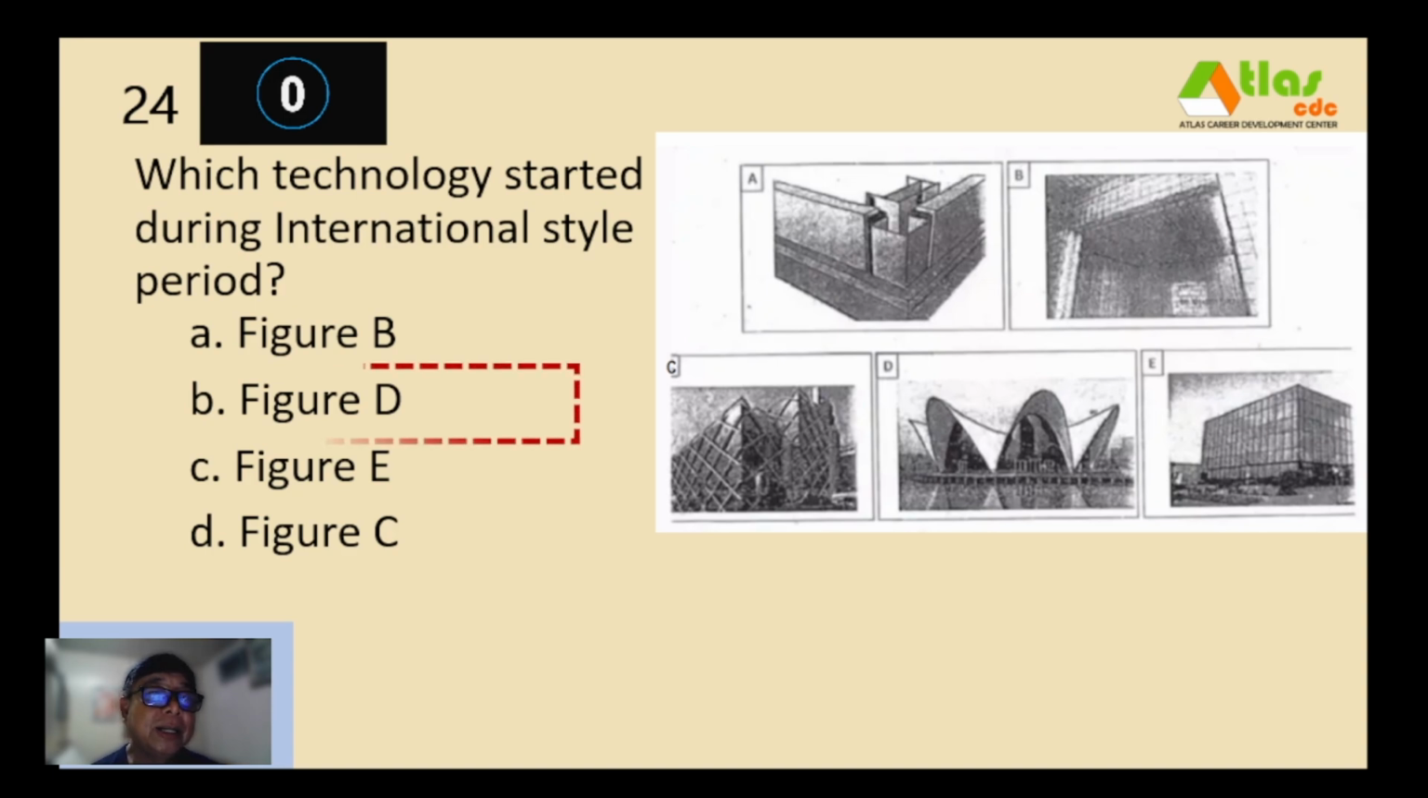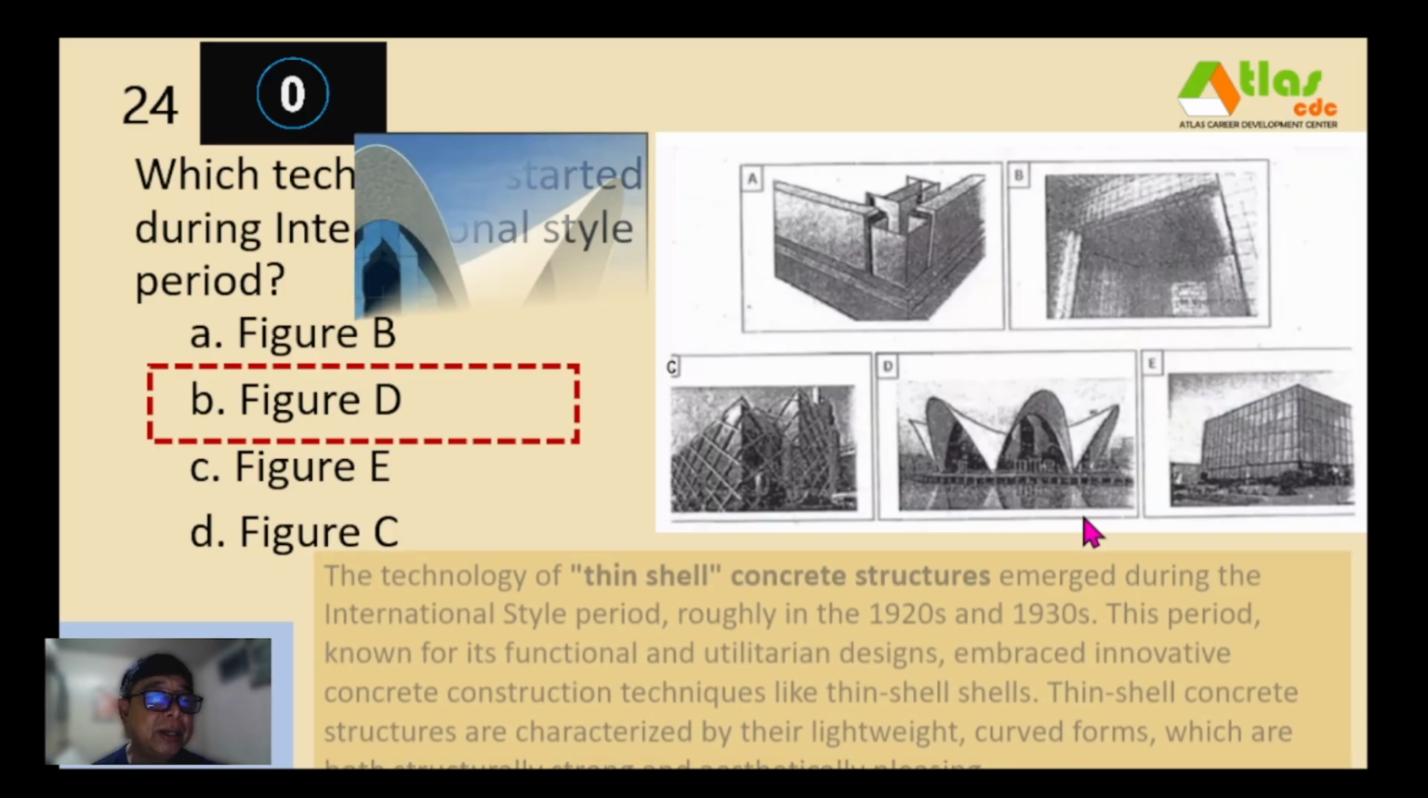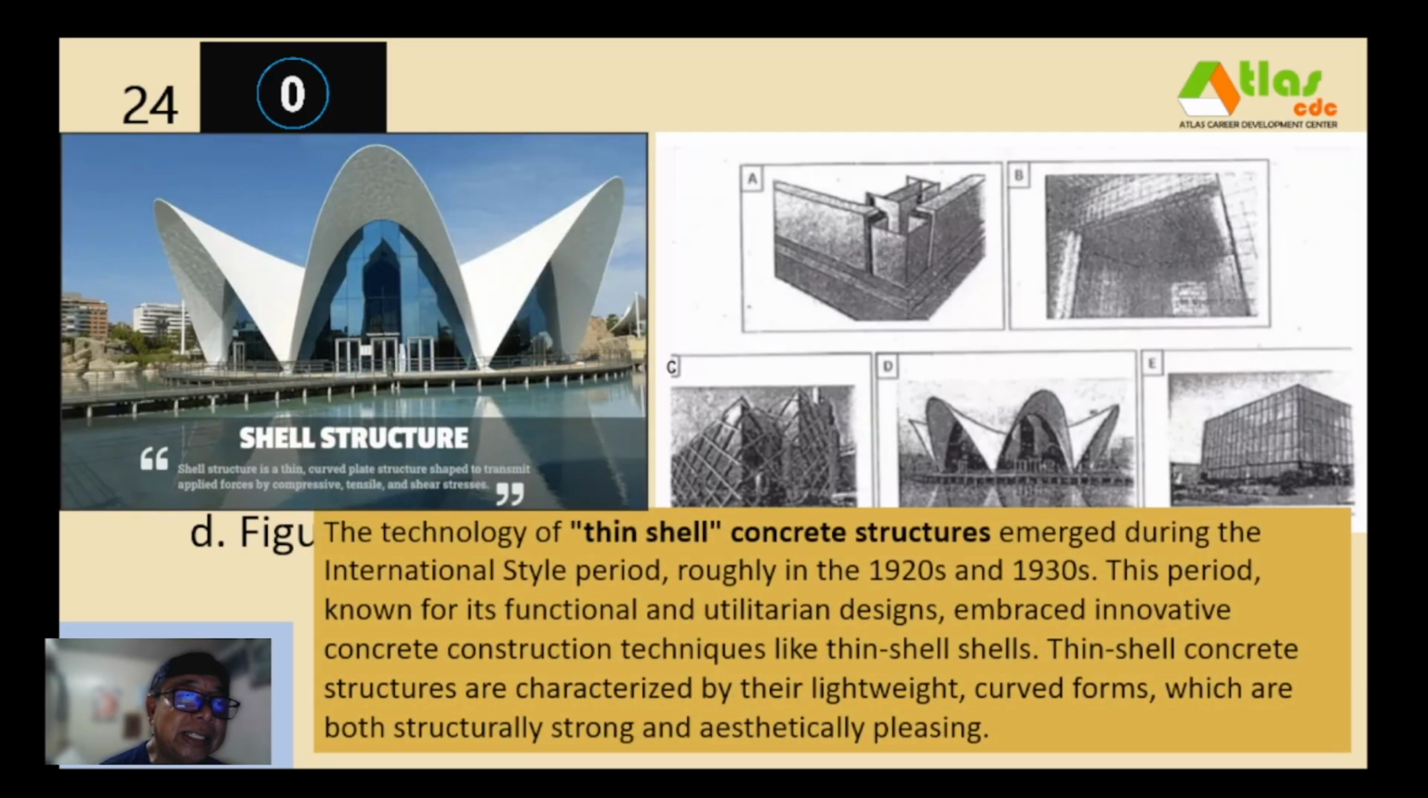And our correct answer is figure D, this one. So this is an example using the technology of thin shell. This is a thin shell concrete structure which emerged during the International Style period, roughly in the 1920s and 1930s. This period, known for its functional and utilitarian designs, embraced innovative concrete construction techniques like these thin shells. These thin shell structures are characterized by their lightweight curved forms, which are both structurally strong and aesthetically pleasing.